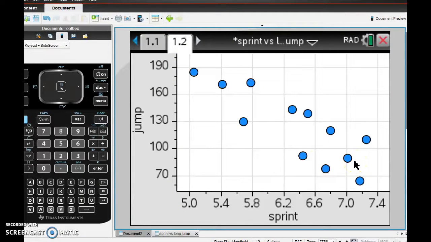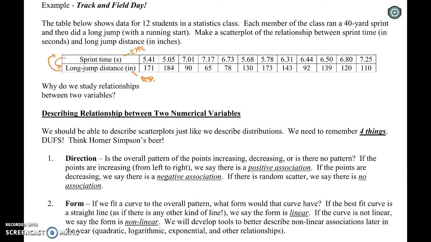If there was no relationship, then for people that have fast run times, you'd have some people that jumped far, some that jumped medium, and some that jumped a short distance. In the middle, you'd have long jumpers, middle jumpers, and short distance jumpers. And then for people that are really slow, you'd still have some very long jumpers, and middle. So you'd have random scatter all throughout. That's what no relationship would look like. So there's definitely a relationship here.